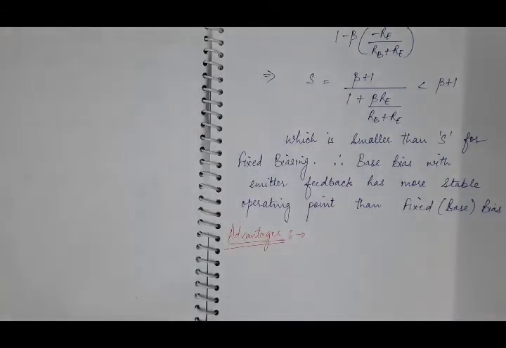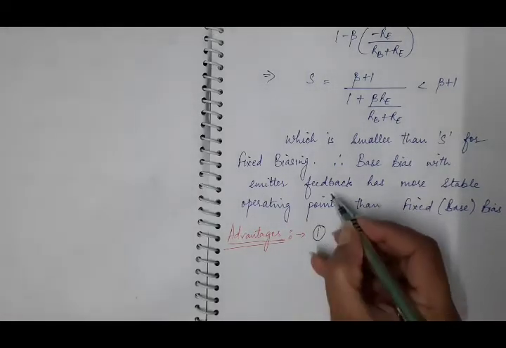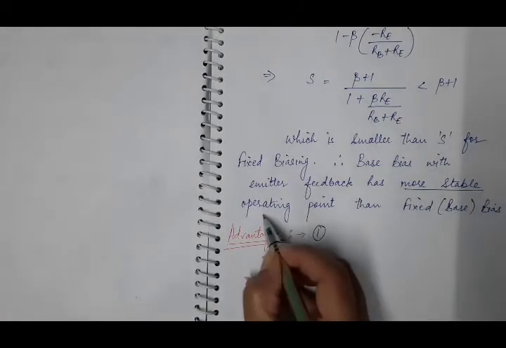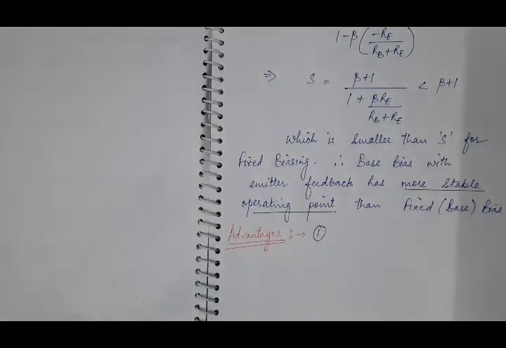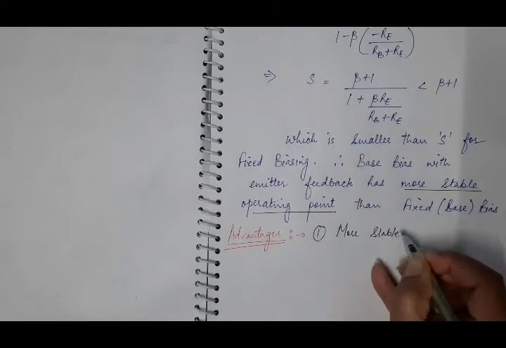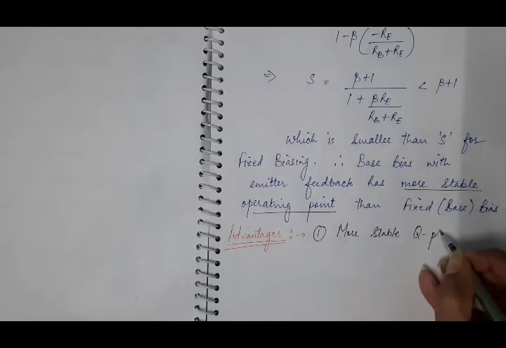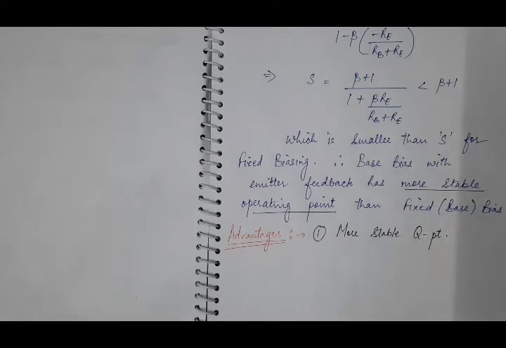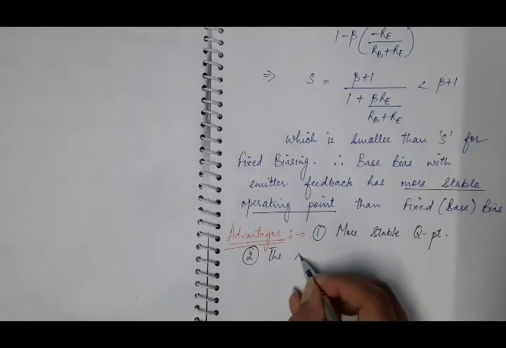Next thing is advantages. The first advantage is what we have just discussed, that it has a more stable operating point than the previous case. So more stable Q point or operating point. The second advantage is that because it requires only transistor and resistances, the circuit is quite simple.